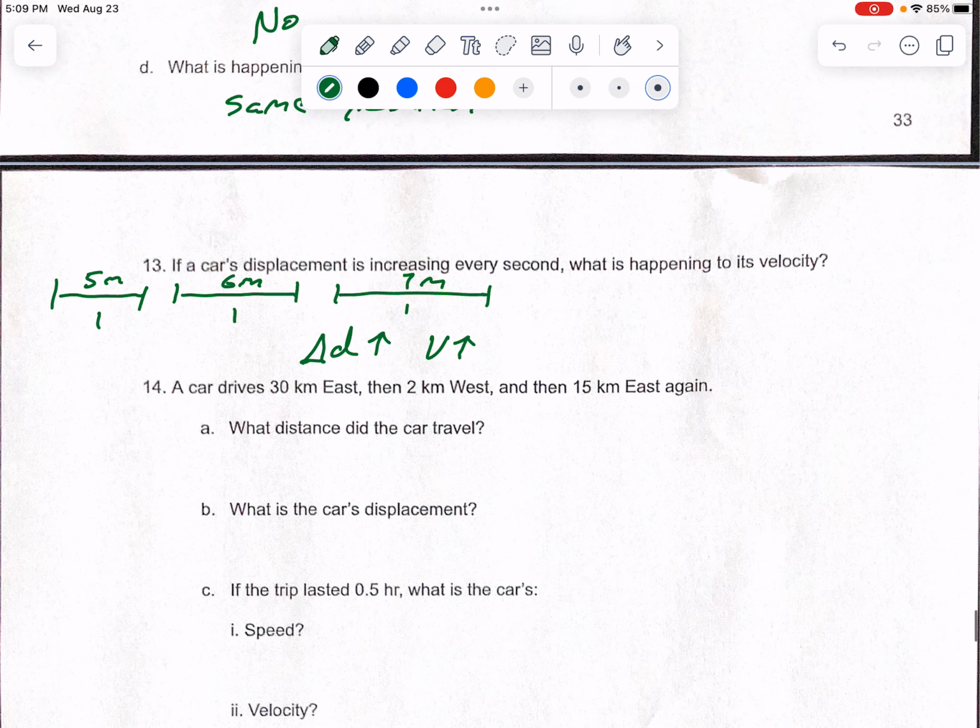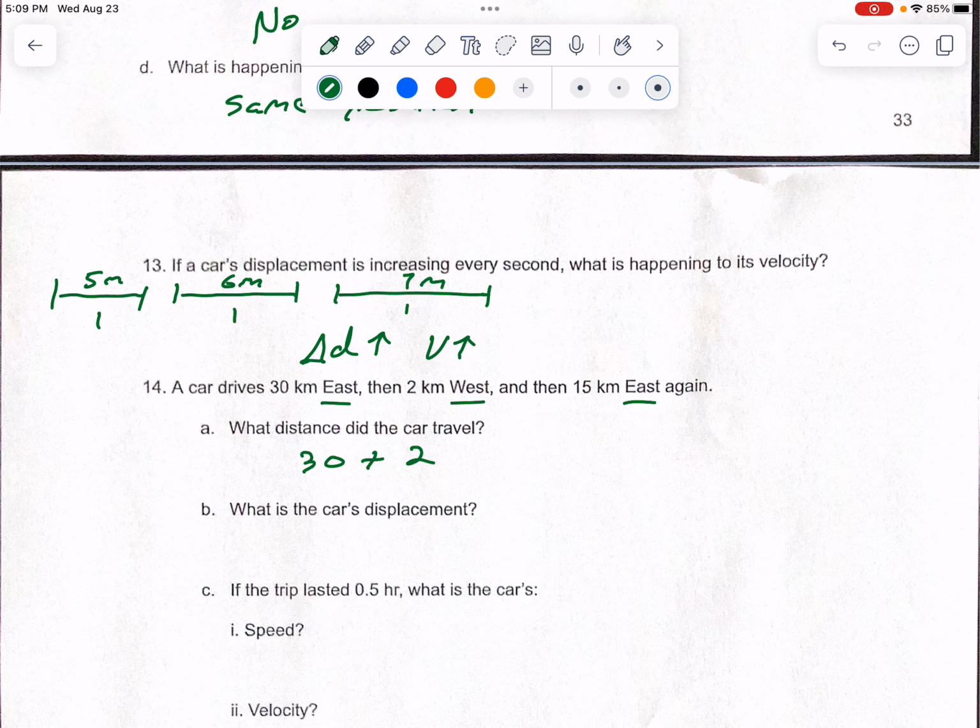Number 14, a car drives 30 kilometers east, so watch out for directions. Then 2 kilometers west, so that's a big thing, they're conflicting. And then 15 kilometers east again. What is the distance? Remember, distance does not care about direction. If you walked that and I asked you how far you went, you would not just subtract 2 because you went west. You would tell me how far you actually went. So for distance, all you have to do is add them up.